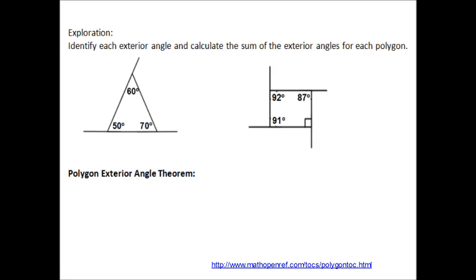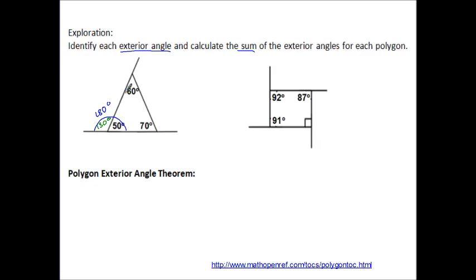So in our last part of today's tutorial, which was a little longer than usual, we are going to talk about exterior angles. And we're going to, in our exploration here, identify each exterior angle and calculate the sum of the exterior angles for each of the polygons. Now remember, an exterior angle is an angle that, together with our interior angle, forms a linear pair. That means together they measure 180 degrees. And if the linear pair is 180, then in this example where the inner angle is 50, the exterior angle has to be 130 degrees.